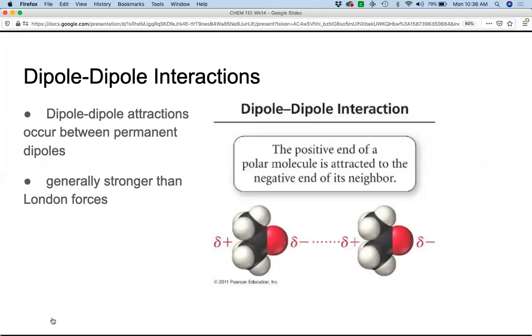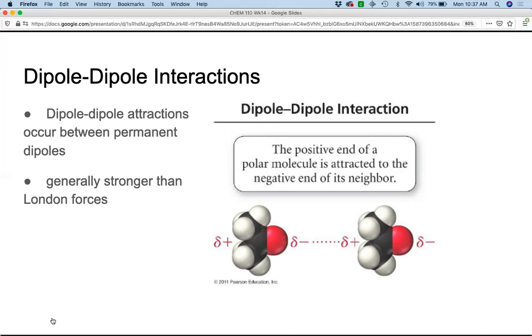So we're also going to take a look at dipole-dipole interactions. So dipole-dipole interactions occur between what we call permanent dipoles. These are generally stronger than London forces. So you'll notice for a dipole-dipole interaction, there is a difference in electronegativity or a difference in charge. If you were to look at the electronegativity scale, the difference between hydrogen and carbon is pretty small. But the difference between oxygen and hydrogen, or oxygen and carbon, in terms of its electronegativity is pretty significant.